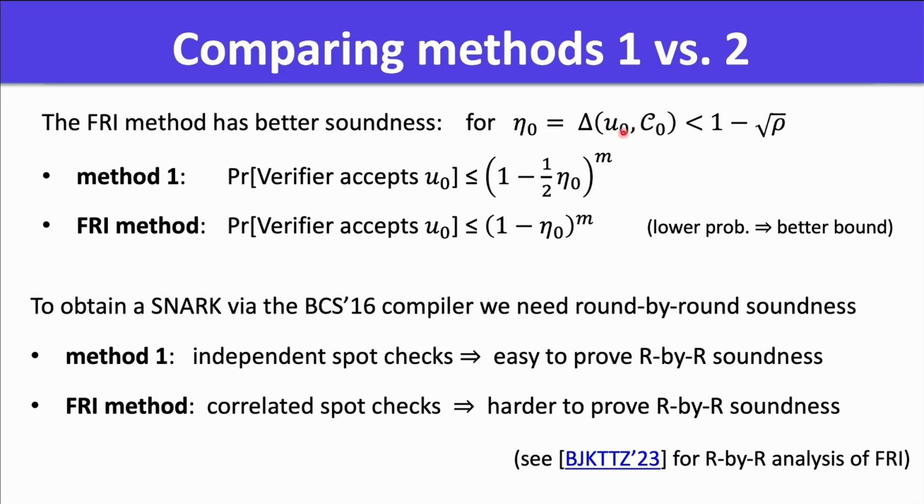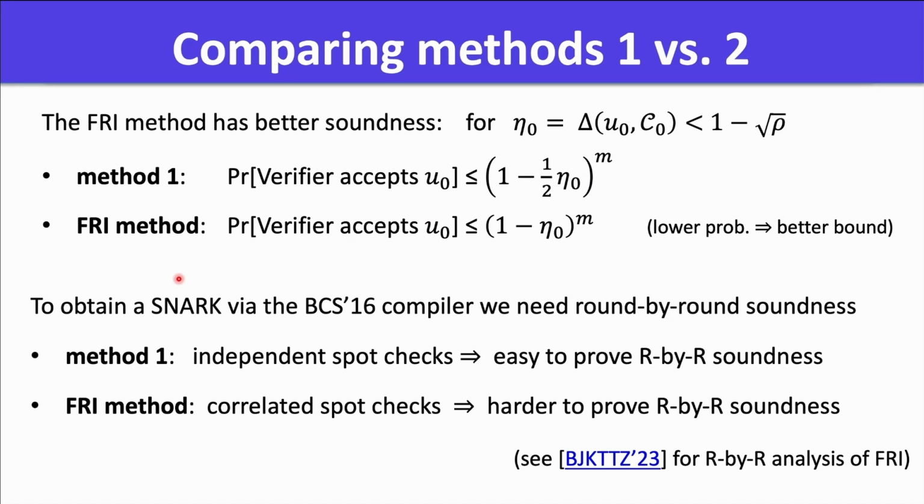Okay, so let's just compare again the 2 methods. When the distance from U0 to the code is below the Johnson bound, with decorrelated queries, the probability that the verifier accepts is 1 minus half eta. With correlated queries, oddly, we get a better bound. It's 1 minus eta, which is a lower probability for the verifier accepting, which means that this is a better bound. So not only is the FRI method more efficient, it turns out it actually also gives a better soundness bound than the decorrelated method, which we called method 1.